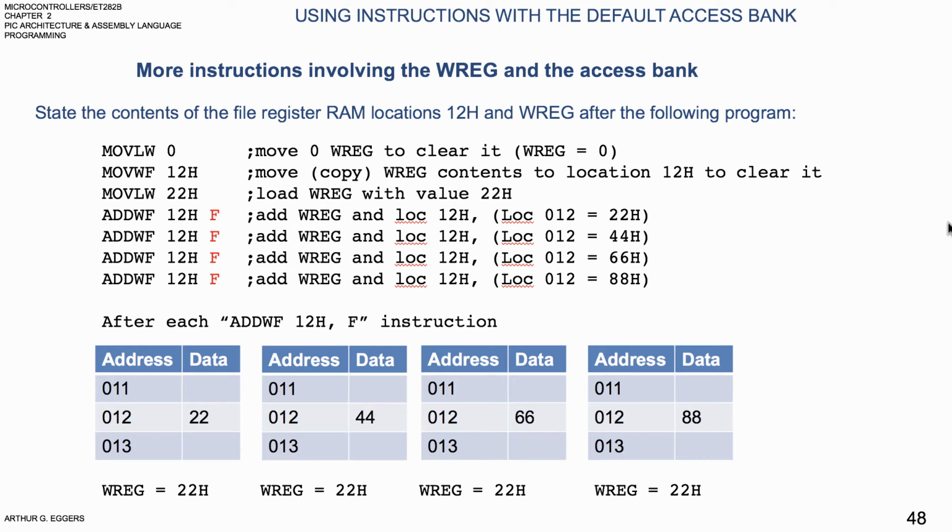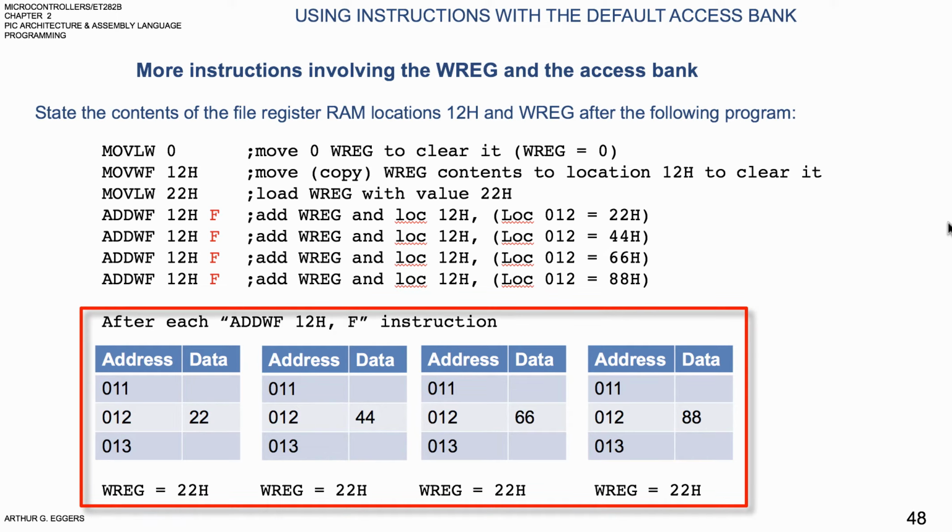So in this case, the program cleared the working register and the RAM location 12 hex in the file register. Then it loaded the working register with a value of 22 hex. From then on, it adds the working register and location 12 together and saves the result at location 12 hex. It does this 4 times, and at the end, location 12 hex of GP RAM has the value of 88 hex. 4 times 22 gives 88 hex, and the working register stayed at 22 each time.